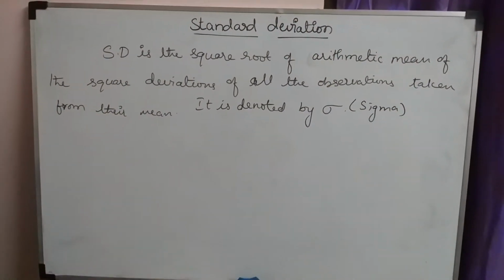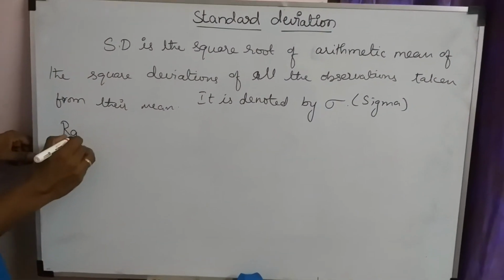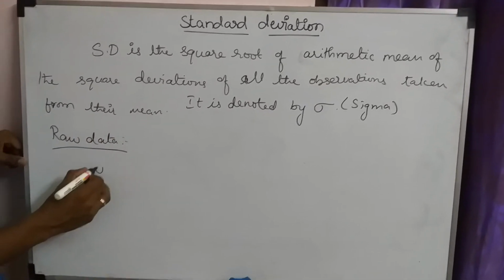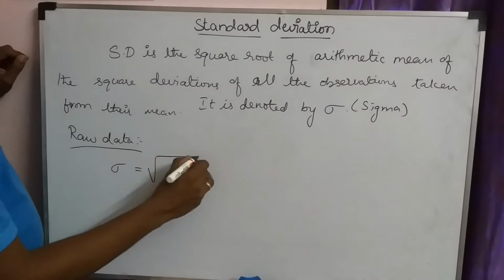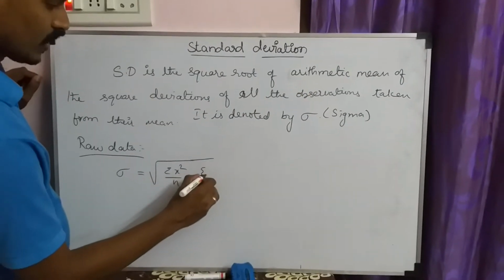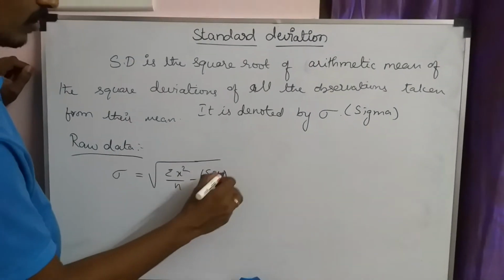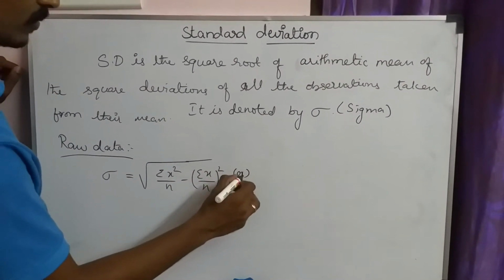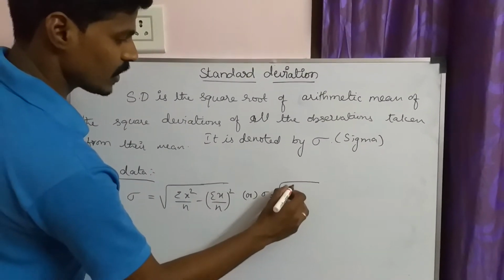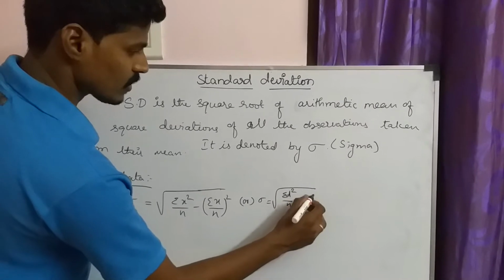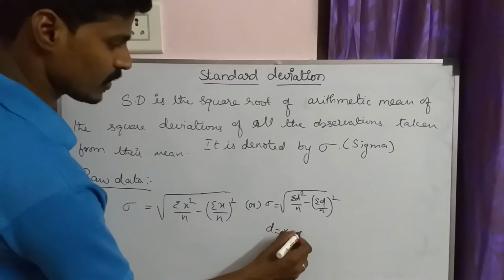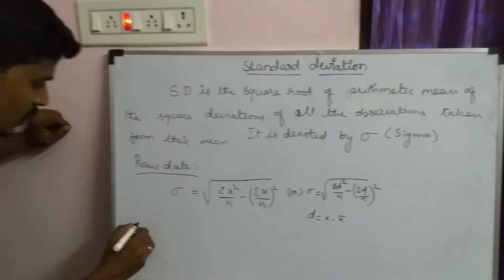So it has three kinds of data. One is the raw data. The raw data formula for standard deviation is sigma equal to square root of summation x squared by n minus summation x by n to the whole square, or sigma equal to square root of summation d squared by n minus summation d by n to the whole square. Here d is nothing but x minus x bar.